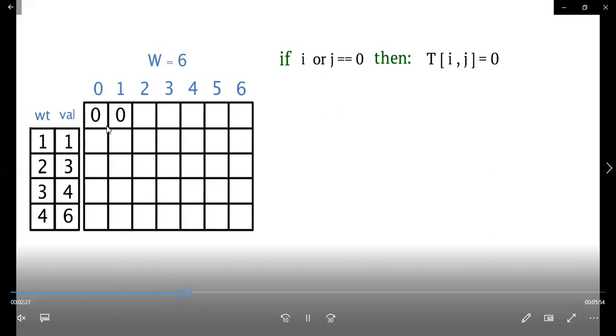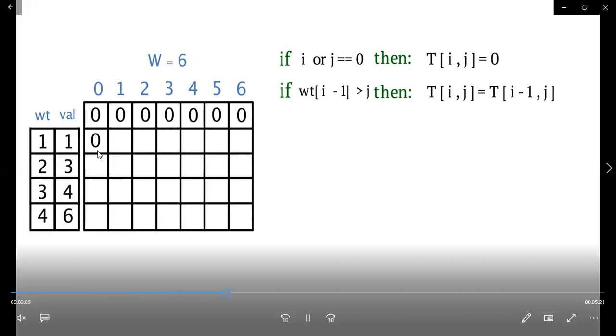You will also say it as 0 comma 1 is 0. You will also say it as 0 comma 2 is 0, 3 is 0, 6 is 0. So 0 comma 6 is 0. Okay. Then next, we are checking for i or j equal to 0. So your 1 comma 0 will also be equal to 0. Similarly, you will say 2 comma 0 also will be 0.